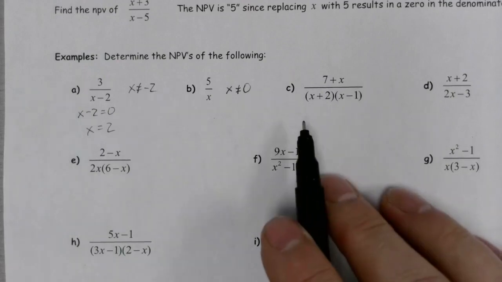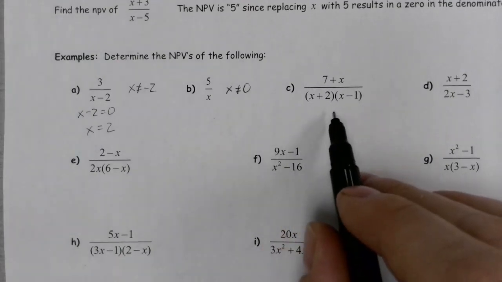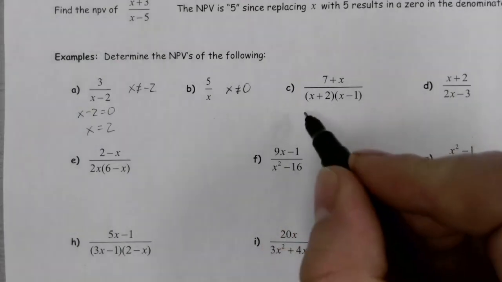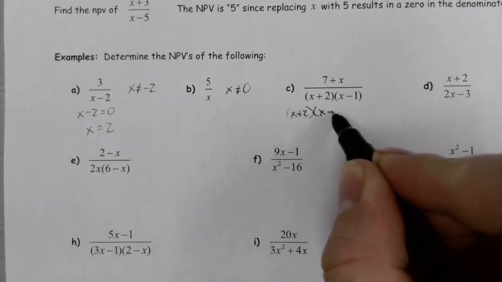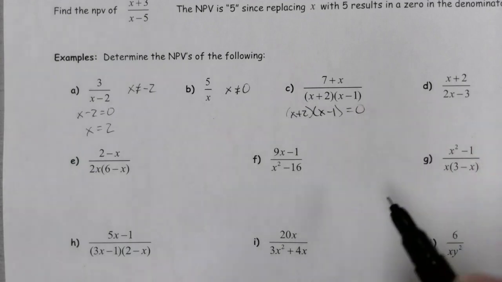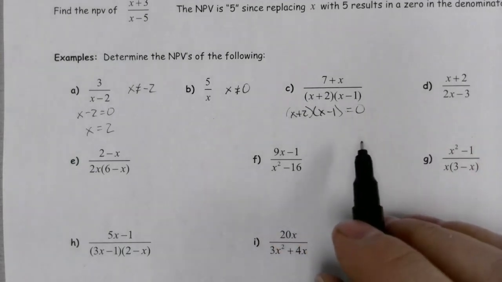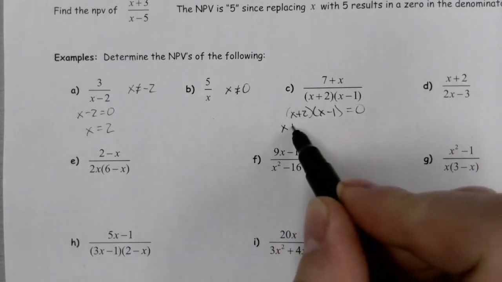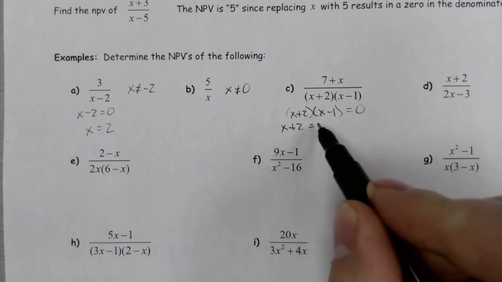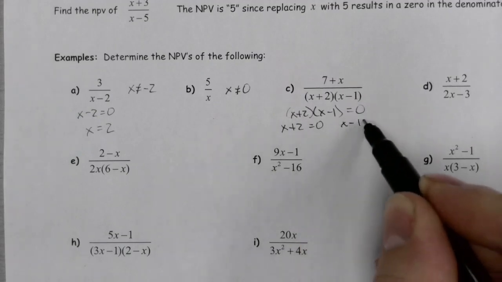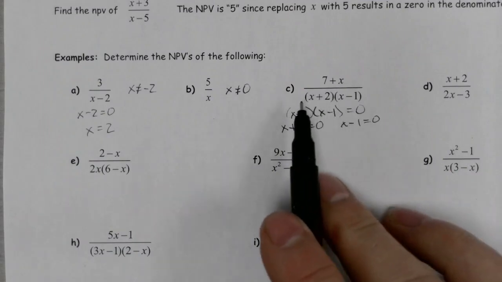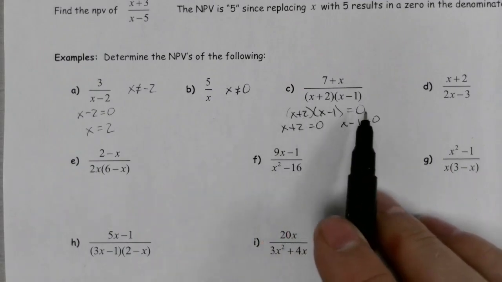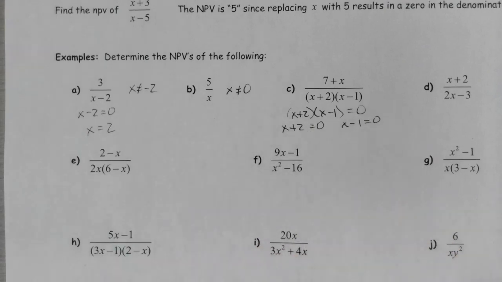Over here, I've got two functions multiplied together, two linear functions. So I can't allow x plus 2 multiplied by x minus 1 to become equal to 0. So I'm going to figure out where that would happen. Now, if the product of these two equals 0, that means one of the two factors must be 0. That's the only way to have those two multiplied together and become 0. So which one is it?